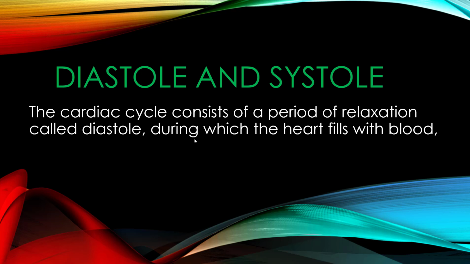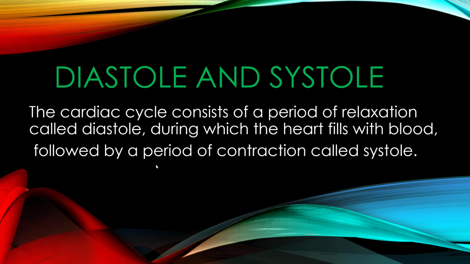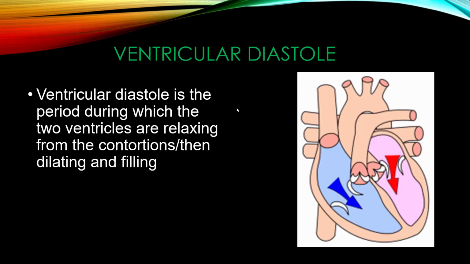Diastole and systole. The cardiac cycle consists of a period of relaxation called diastole, during which the heart fills with blood, followed by a period of contraction called systole. The contraction phase of the heart chambers is called systole.